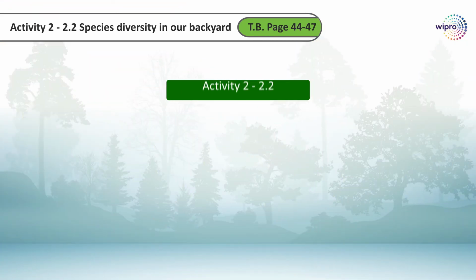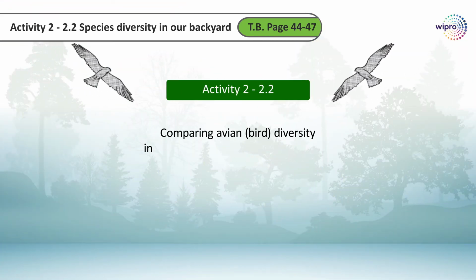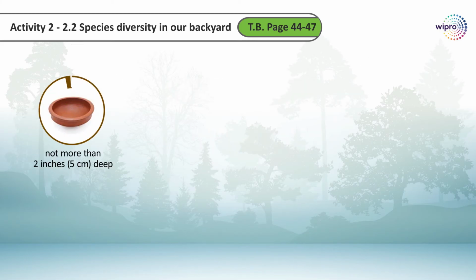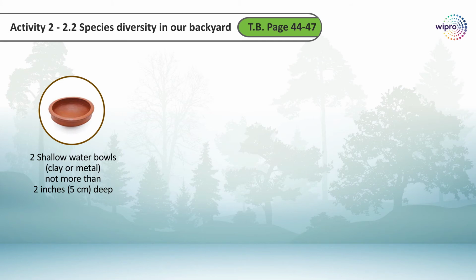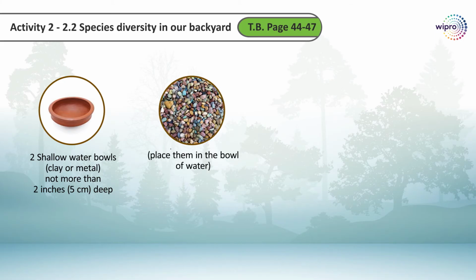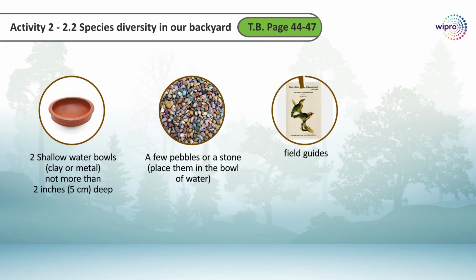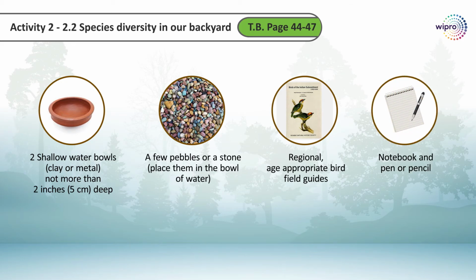Part 2 of this activity is about comparing avian, bird diversity in disturbed and less disturbed habitat. You will need 2 shallow water bowls, clay or metal, not more than 2 inches, 5 cm deep, a few pebbles or a stone to place in the bowl of water, regional, age-appropriate bird field guides, a notebook and pen or pencil to record observations.